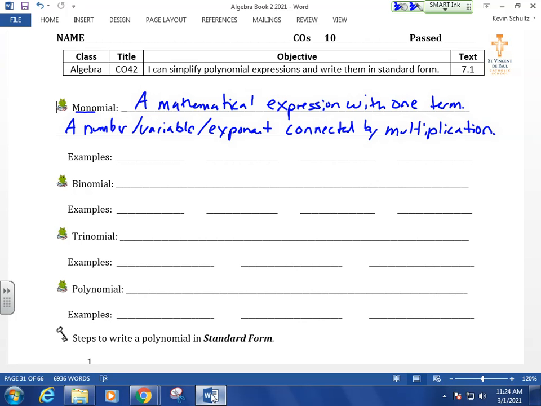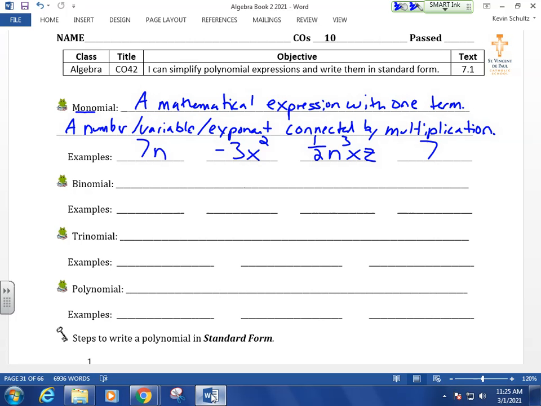An example of a term is just something like 7n. We've got 7 times n, connected by multiplying. Another example would be negative 3x squared. Another example might be 1/2 n cubed times z. Any combination of multiplying numbers, variables, powers, all terms. You can have a term of just a constant, 7. That's a term also.